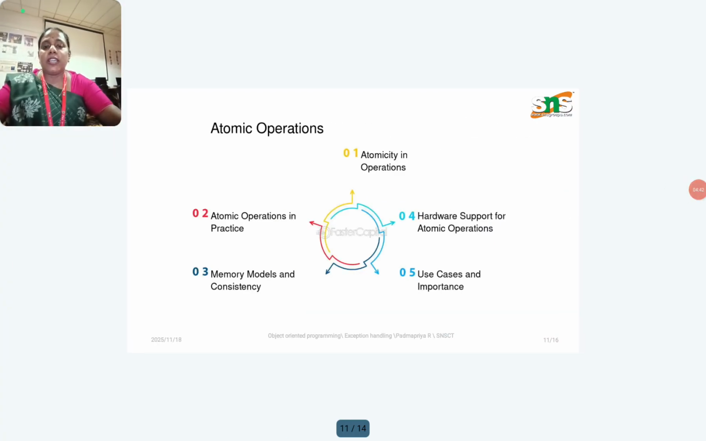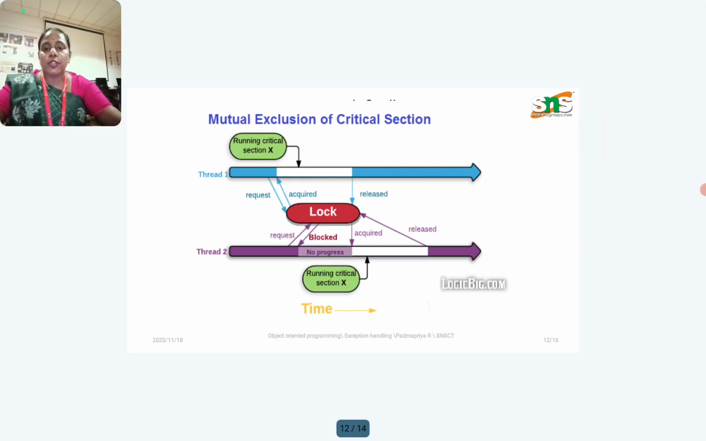The next one is atomic operations: atomic operations in practice, memory models, consistency, atomic operations, hardware support, use cases and importance. So this is mutual exclusion for the critical section. In the critical section, both threads can mutually access the particular resources with proper communication. That is mutual exclusion.